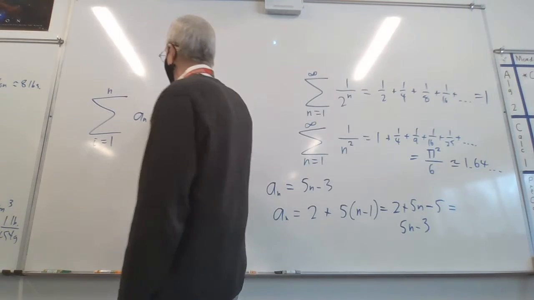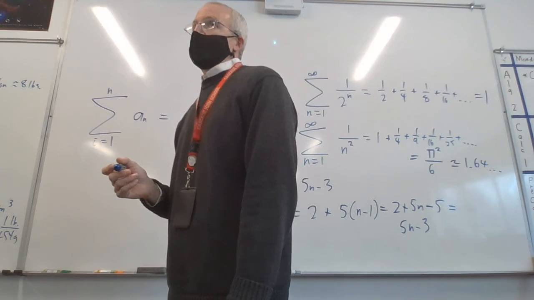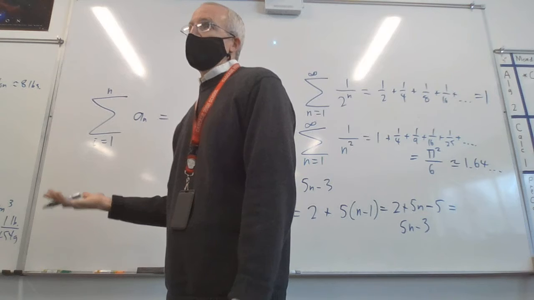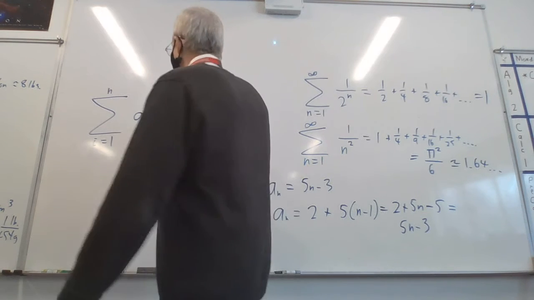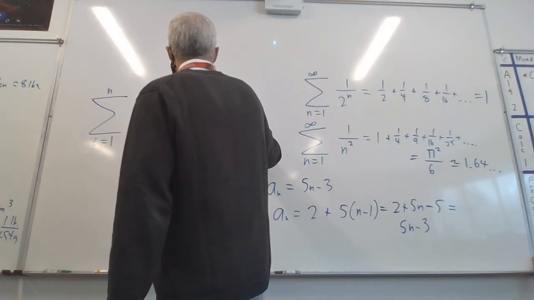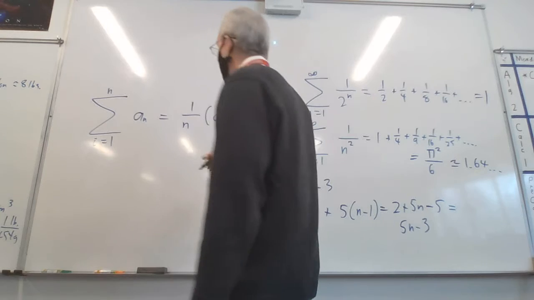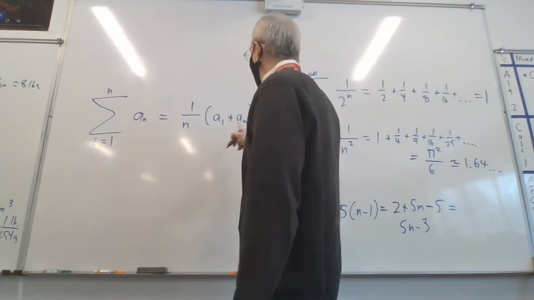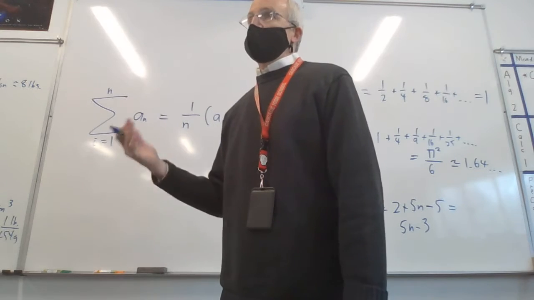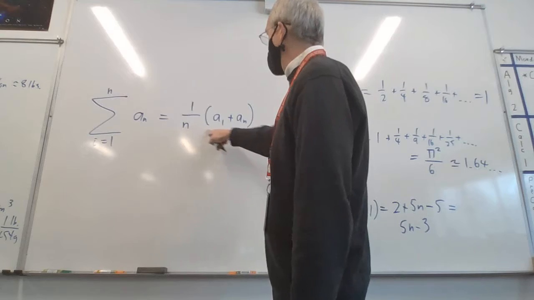It turns out the answer is the average of the first and the last term. Kind of makes sense, right? So if you have n terms, you take a1 plus the last term, which is an, and that's the average. If you have 10 of them, you divide by 10, and you average.